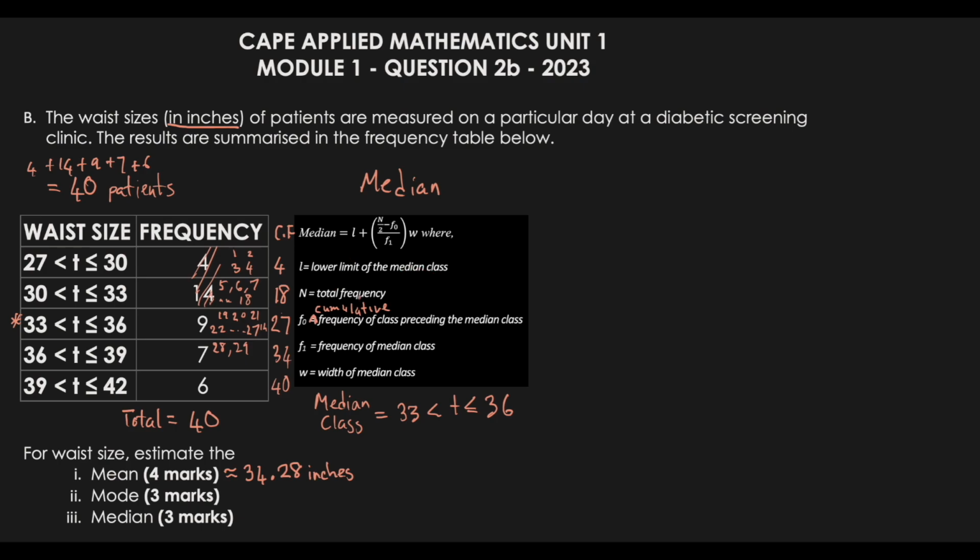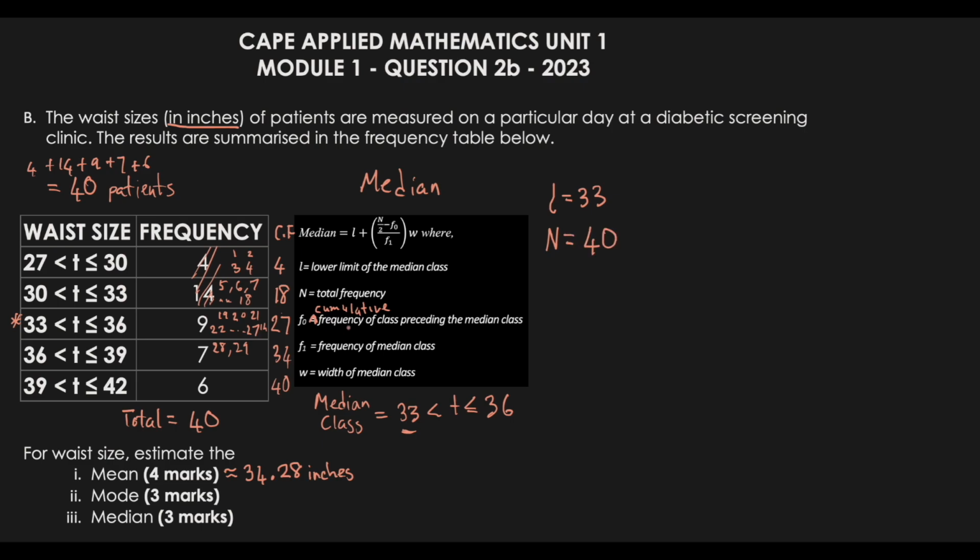Alright, it says L is the lower limit of the median class. The lower limit here is 33. So we can say that L is equal to 33. Now it says the total frequency. We know that the total frequency N is equal to 40.